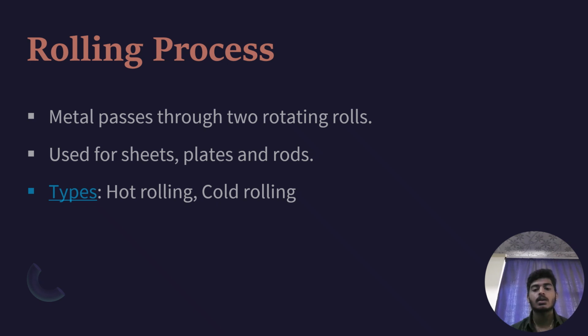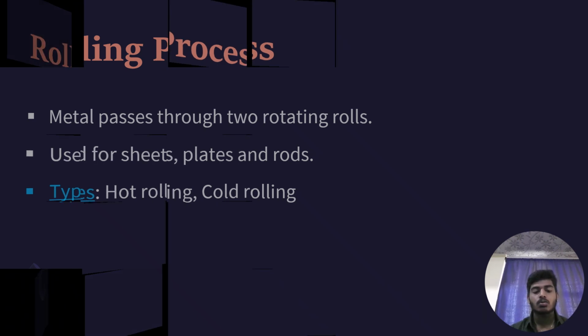In hot rolling, the metal is rolled above its recrystallization temperature. This makes it softer and easier to shape and removes any internal stresses. In cold rolling, the metal is rolled below its recrystallization temperature, giving it better surface finish, higher strength and hardness, but it requires more force.